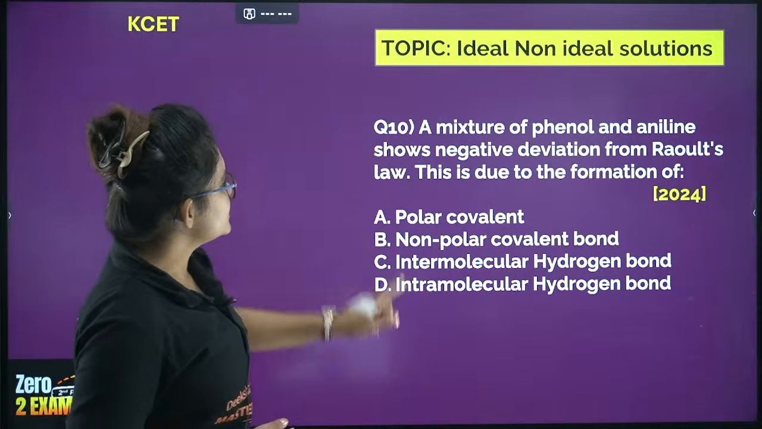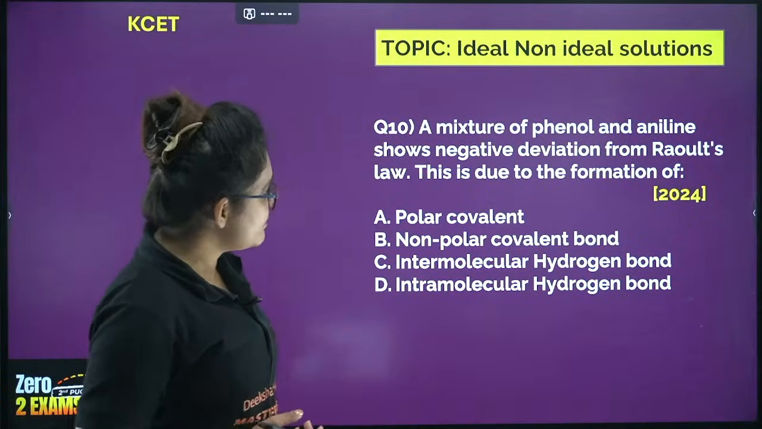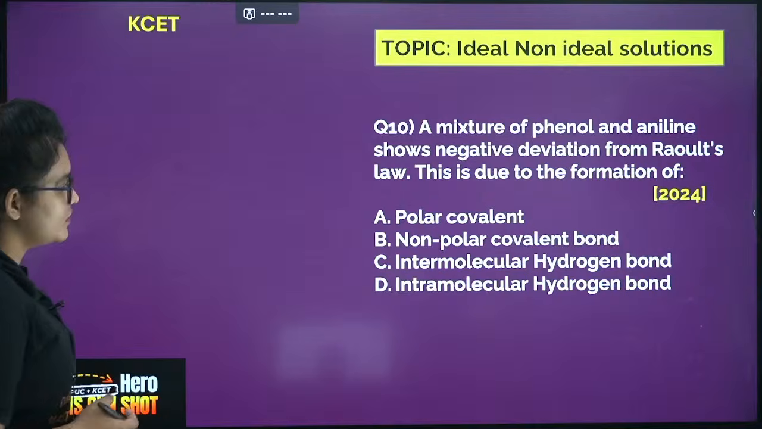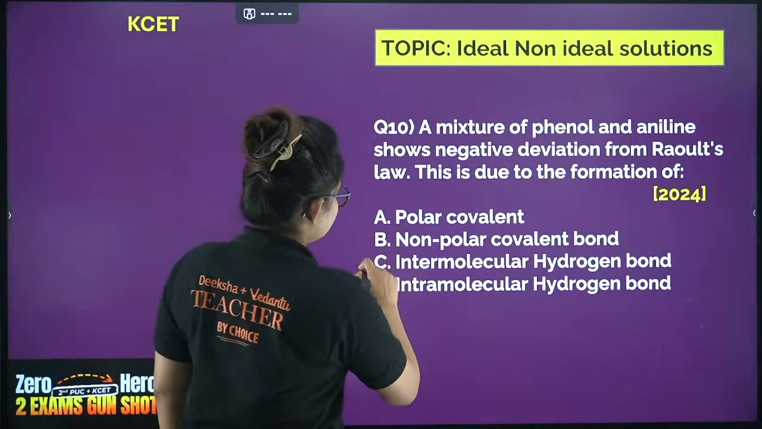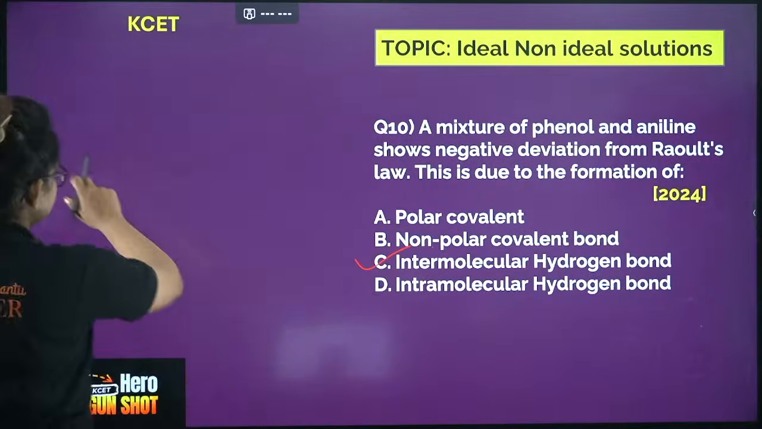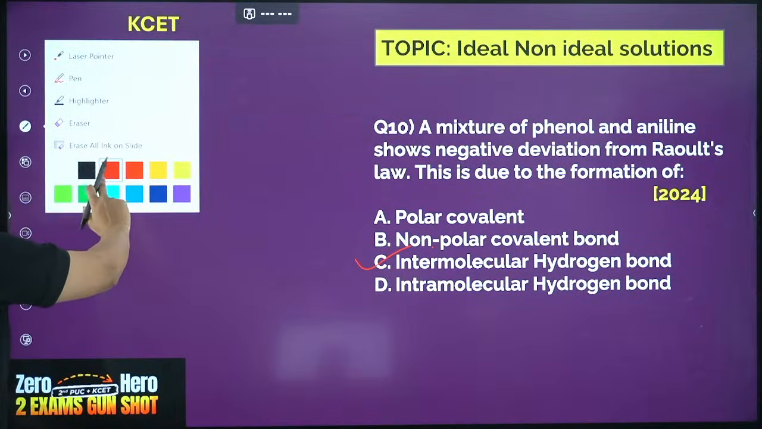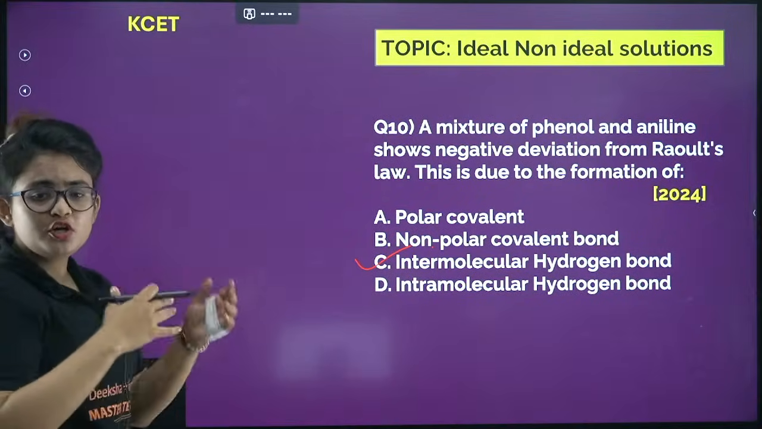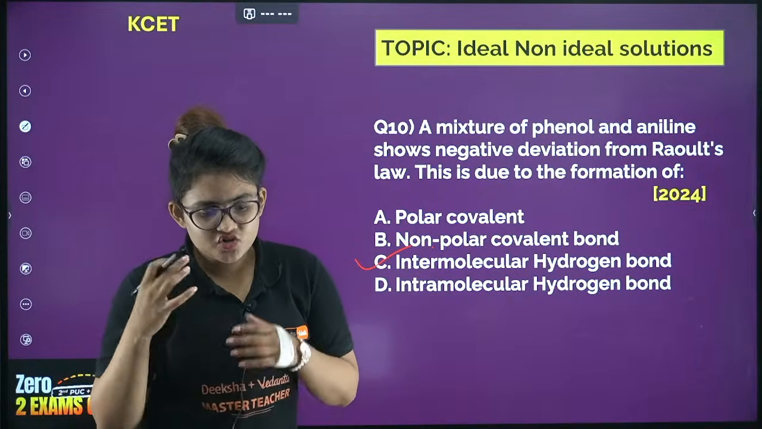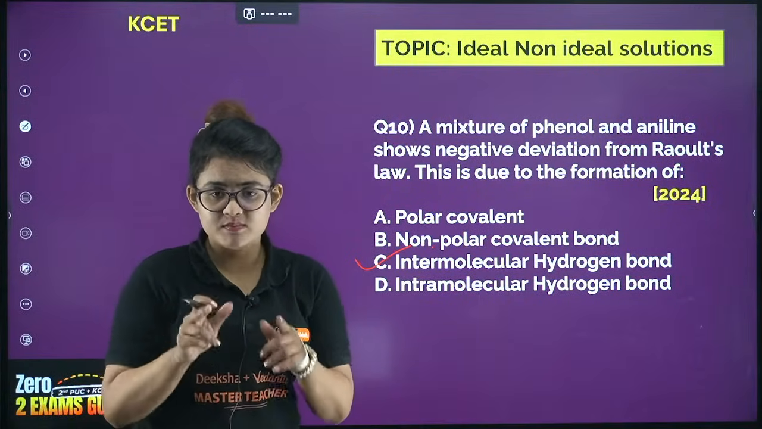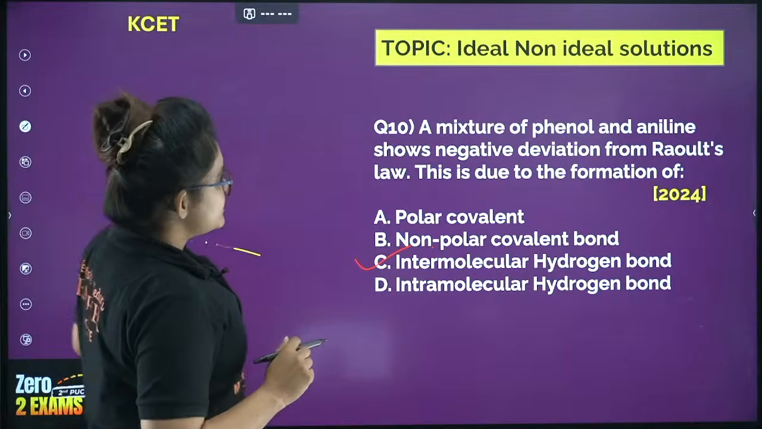Here you can see a mixture of phenol and aniline shows negative deviation of Raoult's law. This is due to the formation of intermolecular hydrogen bonding. Intermolecular hydrogen bonding means hydrogen bonding between two different molecules, and intra means the bonding within the same molecule. Okay, let's proceed.